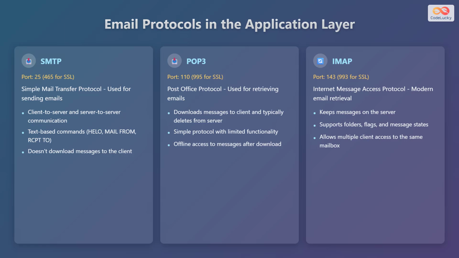Then comes Internet Message Access Protocol, commonly known as IMAP, which operates on port 143, or 993 for Secure Sockets Layer, commonly known as SSL. It is a modern email retrieval protocol. It keeps messages on the server and supports folders, flags, and message states. It also allows multiple client access to the same mailbox.